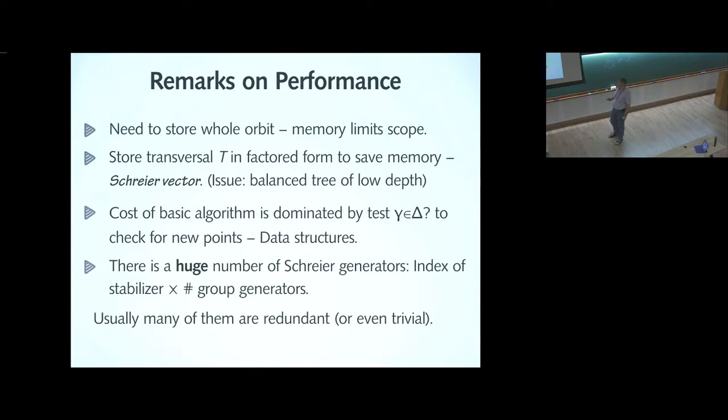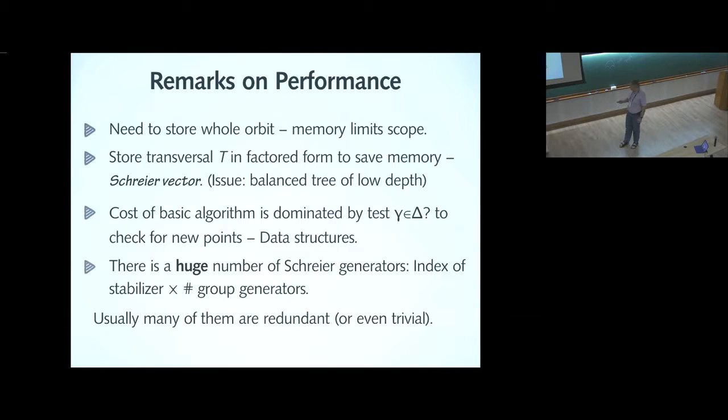That's completely dominating the runtime, and essentially one needs to use clever data structures for representing this orbit to make this test fast. The other problem is, if we look at the Schreier generators, well, Schreier's lemma says if you take all Schreier generators, you're guaranteed that they will generate the subgroup. And one can construct examples, if you take a free group, which show that you can't generically leave any Schreier generator out.